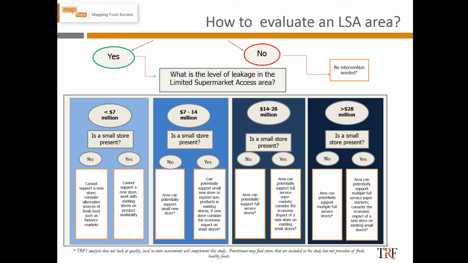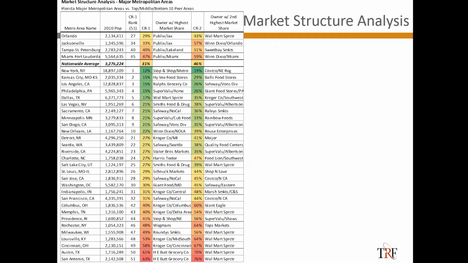So if we're looking at an area, for example, on this slide, if it is an LSA area and it has less than, say, $7 million in leakage, we might want to work with a smaller store to expand. But if it's more in the order of $14 to $28 million in leakage, or greater than $28 million for that matter, in other words double the size of an average supermarket's annual sales, then we're going to look at a larger store and possibly even multiple stores to solve that problem.